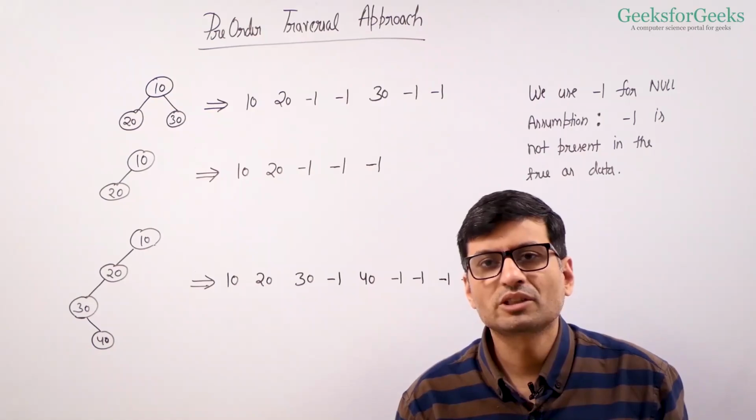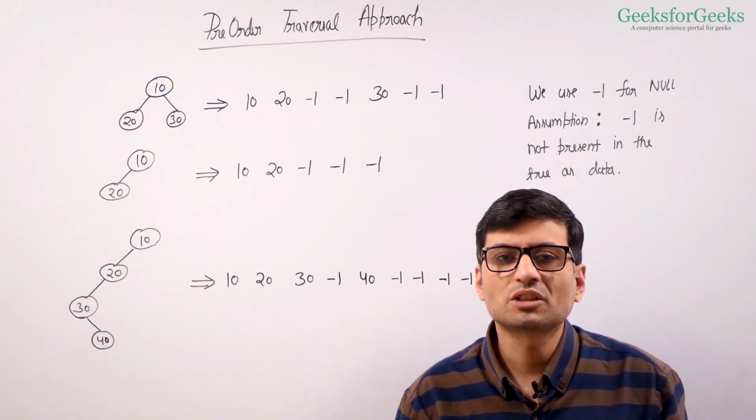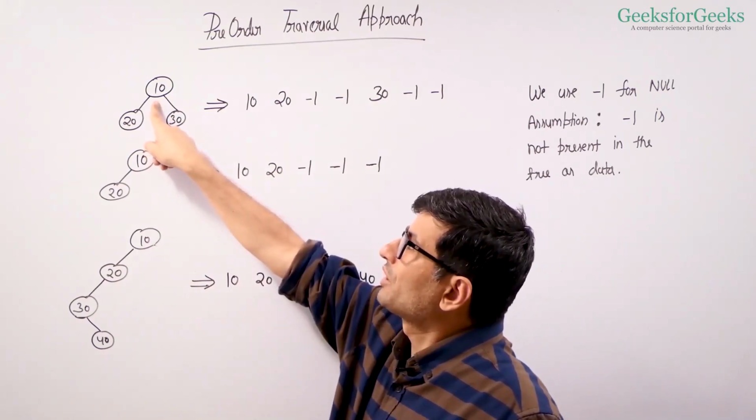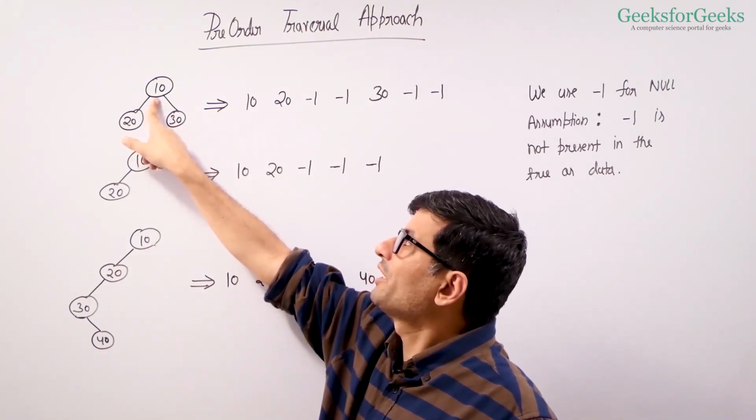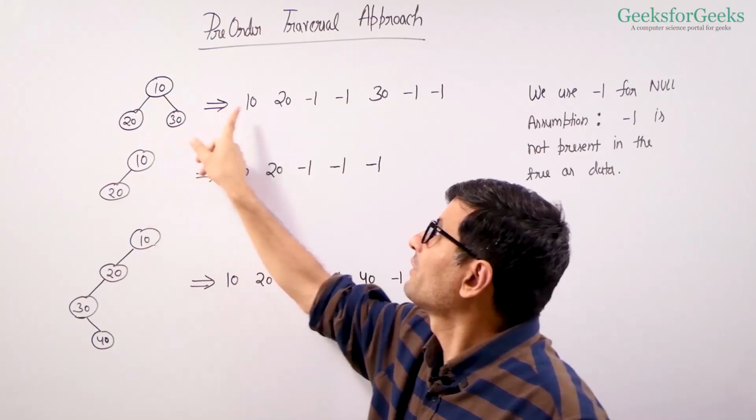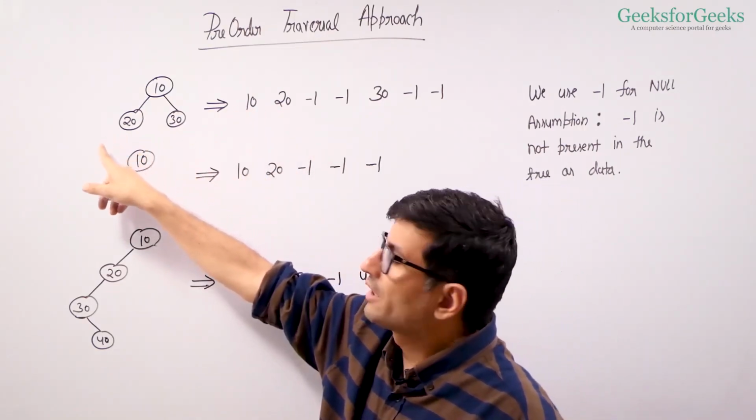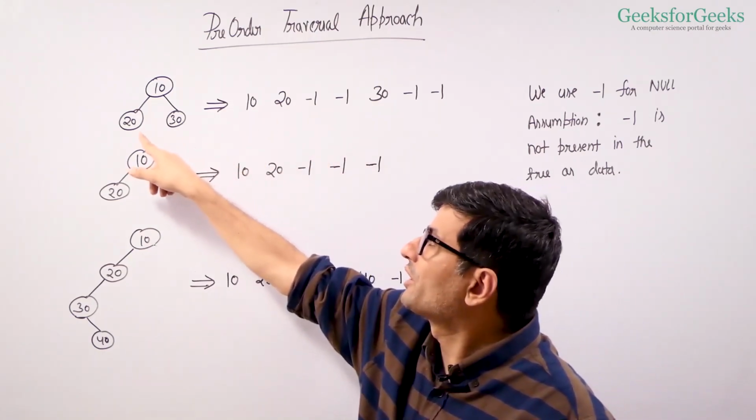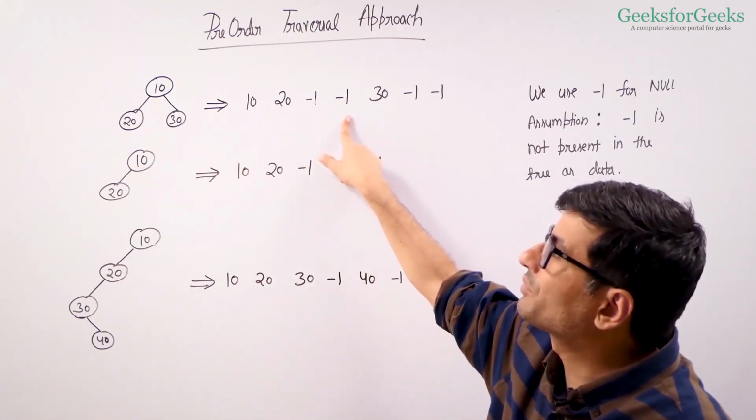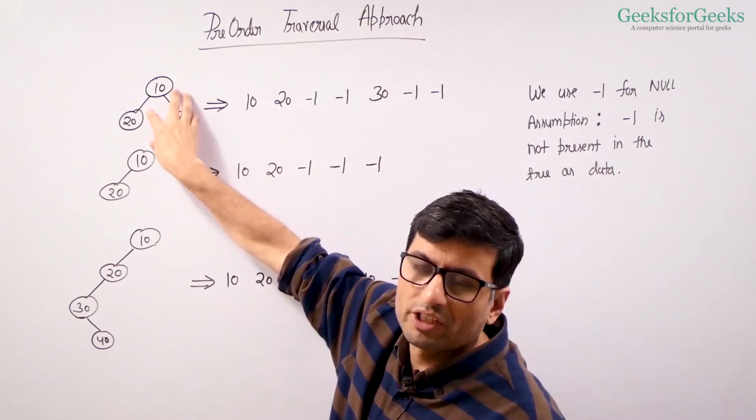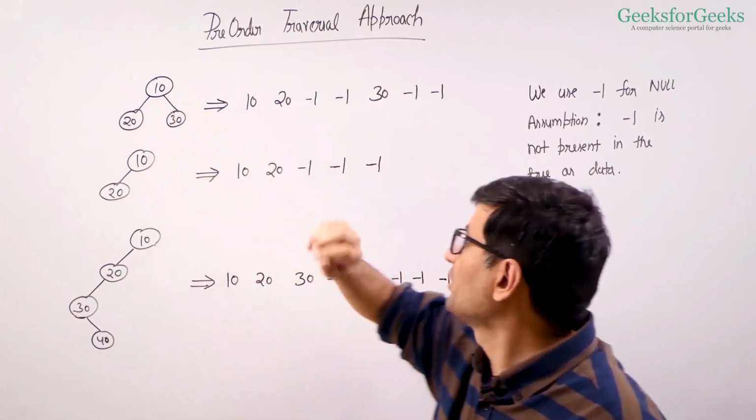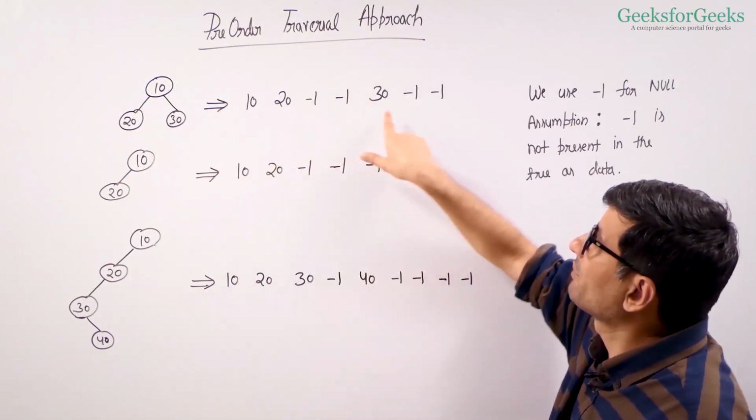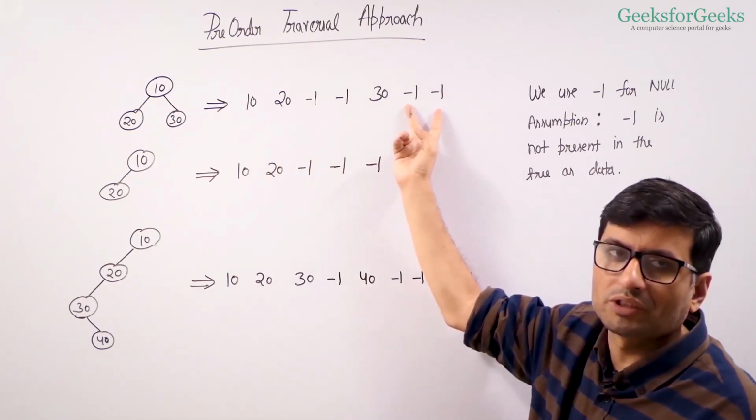Here are examples of serialization using pre-order traversal. So we do pre-order traversal of this tree. We begin from 10, then we come to 20. So we have 10, 20. Then 20's left is null, so we store left of 20 as -1. Then 20's right is also null, so we store -1. Then we come to 30 in pre-order traversal. We put 30 in the serialized array. 30's left and right are -1, so we store -1 here.